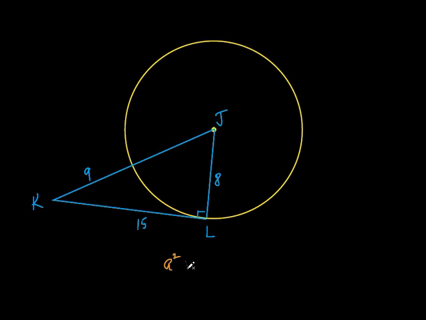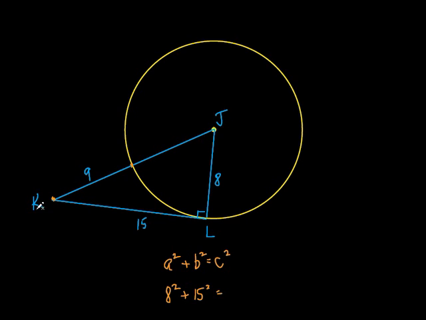What is the Pythagorean theorem? It's a squared plus b squared equals c squared. C is the hypotenuse, and a and b are the legs. So what are the two legs of this triangle? One leg is 8, so we'll square it, and the other leg is 15, and we'll square it. But look where they put the 9. 9 is the distance from here to the circle. It's not the whole thing. They just tell you the little bit right here, which is 9.